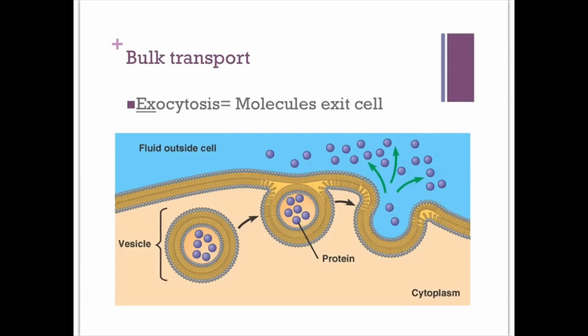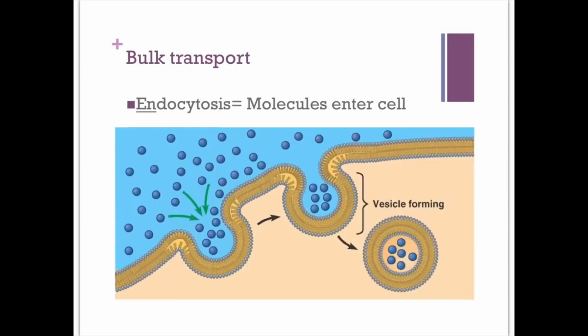Bulk transport is if we want to move a lot of molecules at a time, and if those molecules are large things such as proteins. Exocytosis is specifically when we want to move molecules out of the cell. We can think molecules are exiting, exocytosis. So those molecules will start by being enclosed in a membrane-bound vesicle. That vesicle will move closer to the plasma membrane. The vesicle will start to fuse with the plasma membrane until the molecules are actually released.